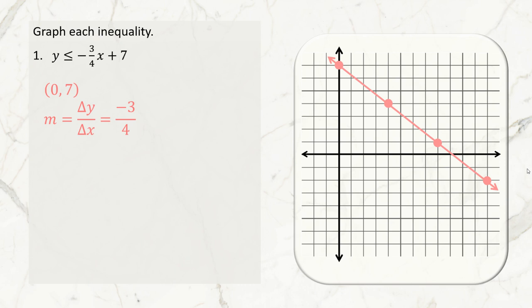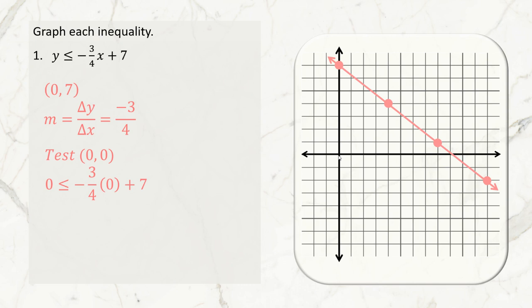Now the next thing we were supposed to do is pick a point that's not on that line and see if it makes the inequality true. An easy point that we can pick that's not on this line is the point (0, 0). So we want to test the point (0, 0). That means we're going to substitute 0 in for x and 0 in for y into our inequality and see if it's true. So now we have 0 is less than or equal to negative 3/4 times 0 plus 7, okay?